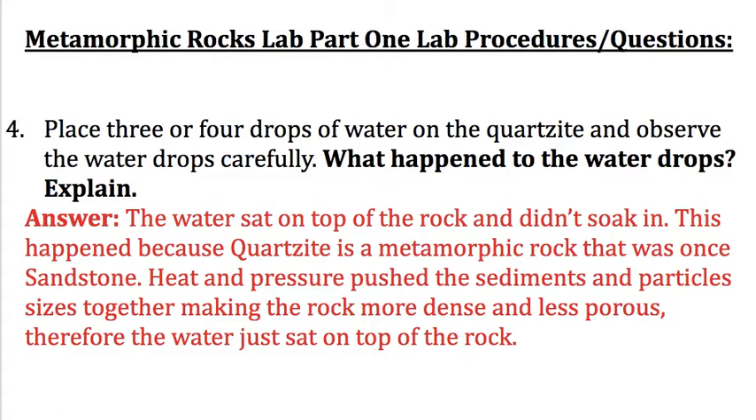Okay, so sandstone is a clastic sedimentary rock. Quartzite is a non-foliated, non-banded metamorphic rock. It formed when sandstone had heat and/or pressure exerted on it, causing those particles to get squeezed and compacted closer together, therefore making it a harder, denser rock, making it a lot harder for the water to soak into the rock. Okay?